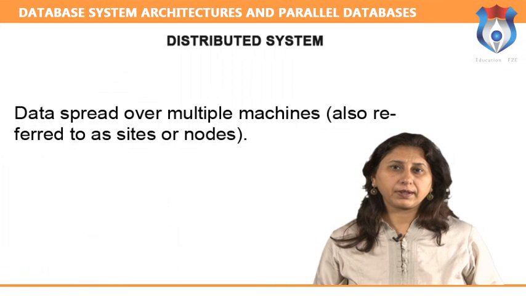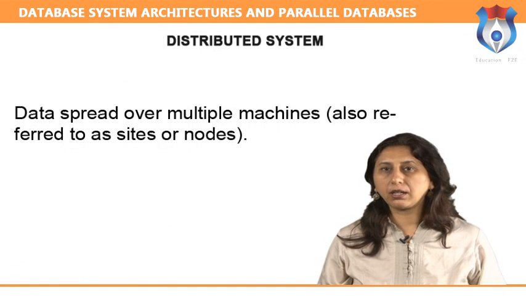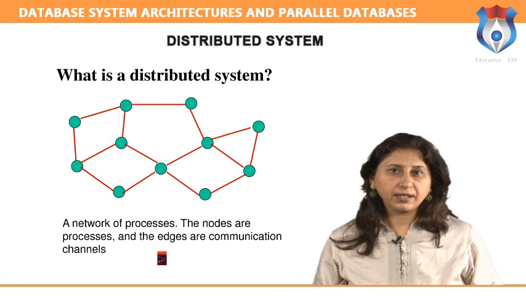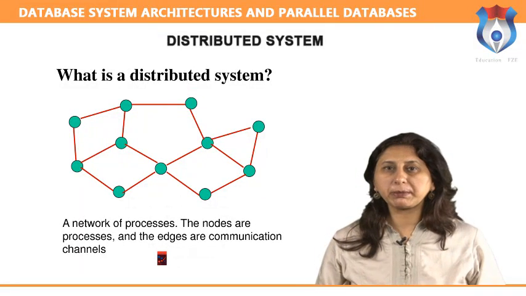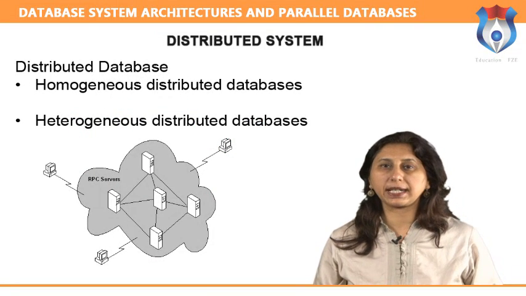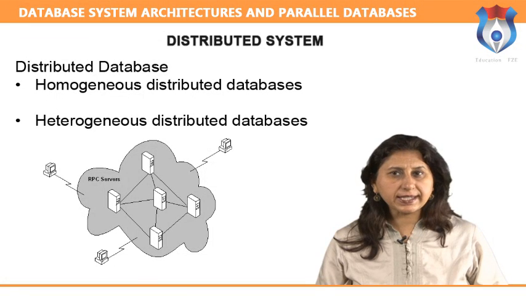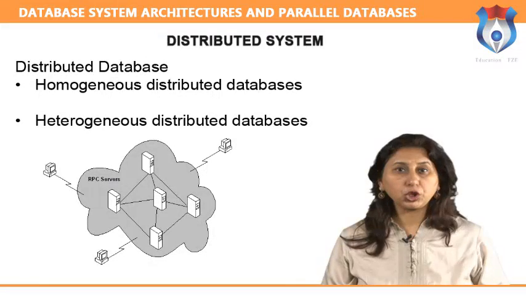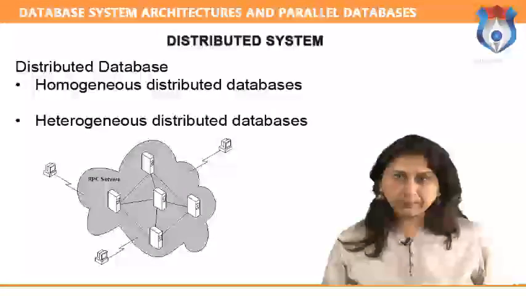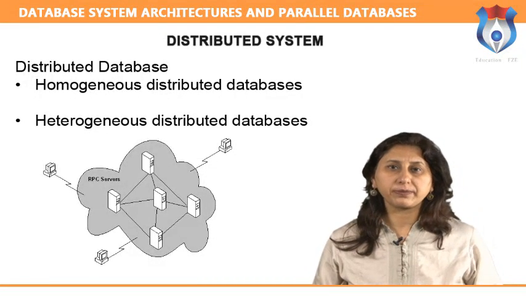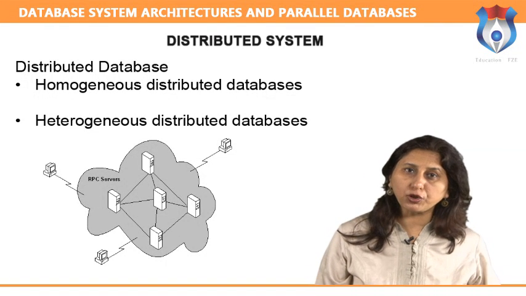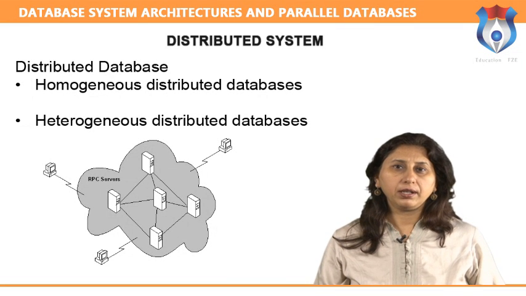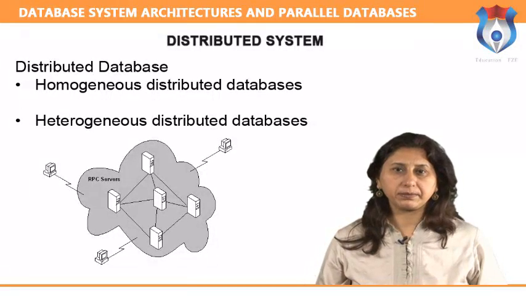Distributed system. Data is spread over multiple machines, also referred to as sites or nodes. A network interconnects the machines. Data is shared by users on multiple machines. Homogeneous distributed databases have the same software and schema on all sites, and data may be partitioned among sites. The goal is to provide a view of a single database, hiding details of distribution. Each site surrenders part of its autonomy in terms of the right to change schemas or software. It appears to the user as a single system.